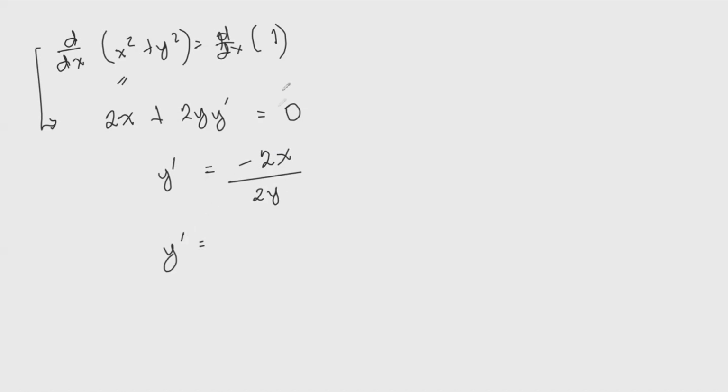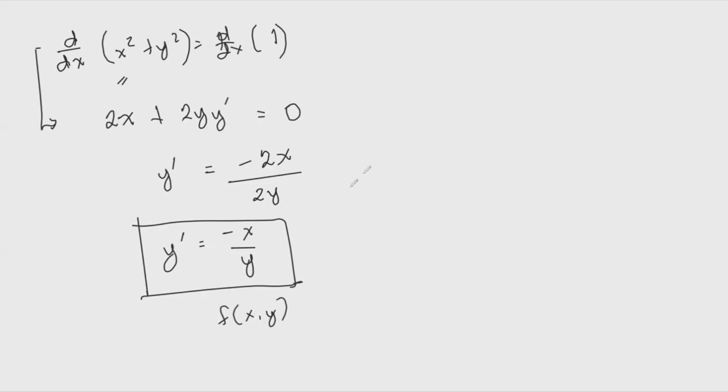So the derivative using implicit differentiation would be negative x over y. And during implicit differentiation, what you can usually see is that our answer would be a function of x and y, and that's perfectly normal to see in implicit differentiation. Okay? And what if I ask you how to rewrite this in terms of Leibniz notation? You'll just have to write dy over dx equal to negative x over y. So that's how it goes for implicit differentiation.